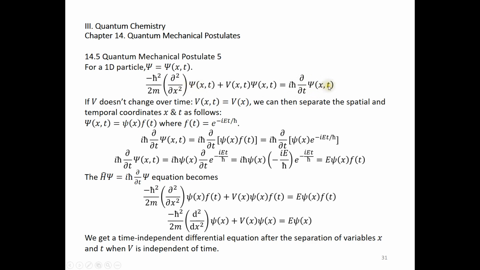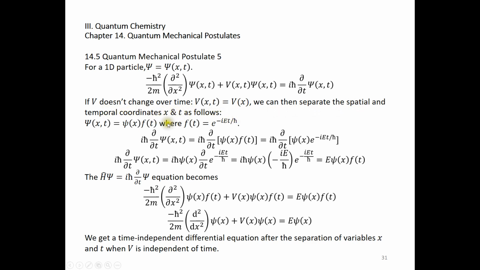Now let's simplify this. This is the time-dependent Schrodinger equation. But what if this term, this potential energy, does not change with time? It's possible for a system to have a potential energy that never changes with time. In that case, V of x and t is simply V of x if this V does not change with time. And then we can separate the spatial coordinate x from the temporal coordinate t as follows.